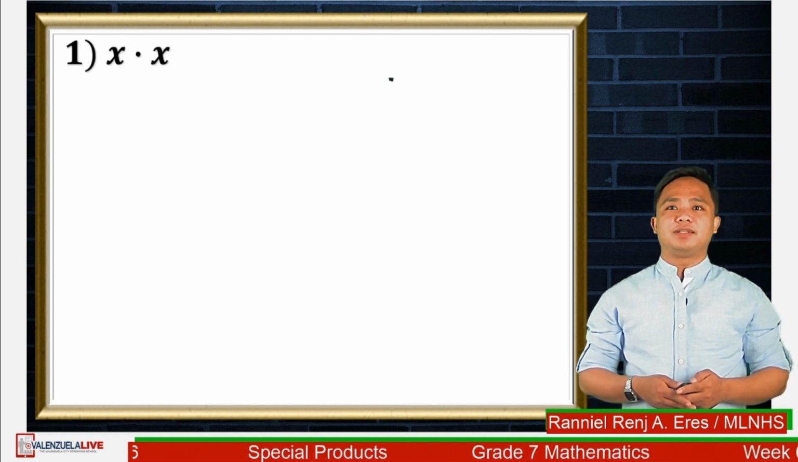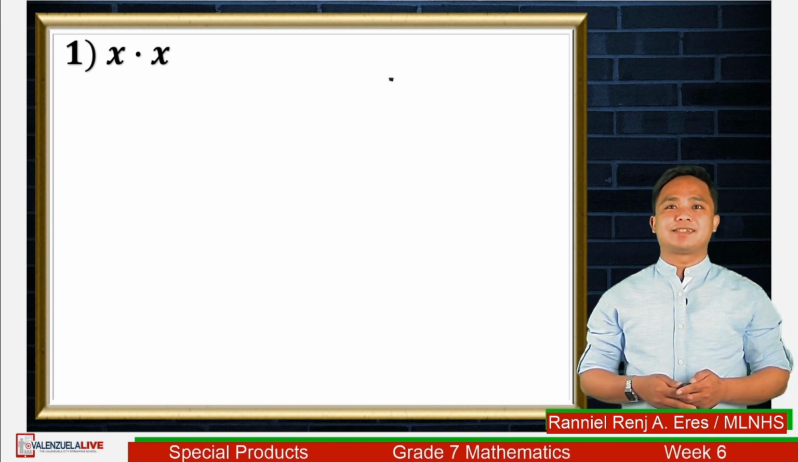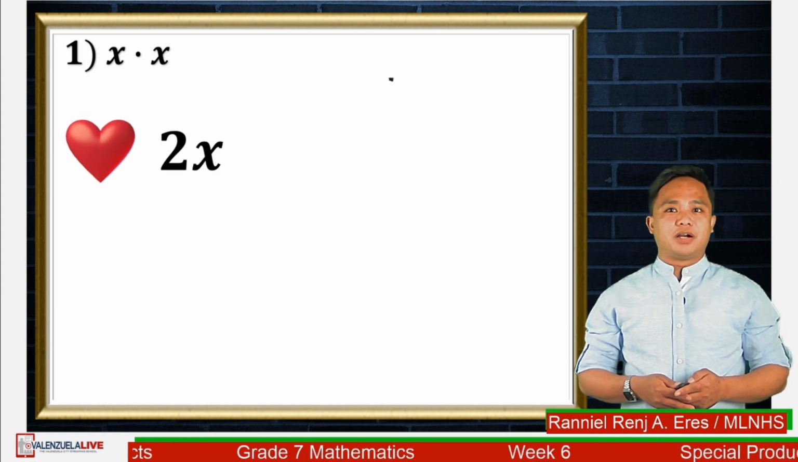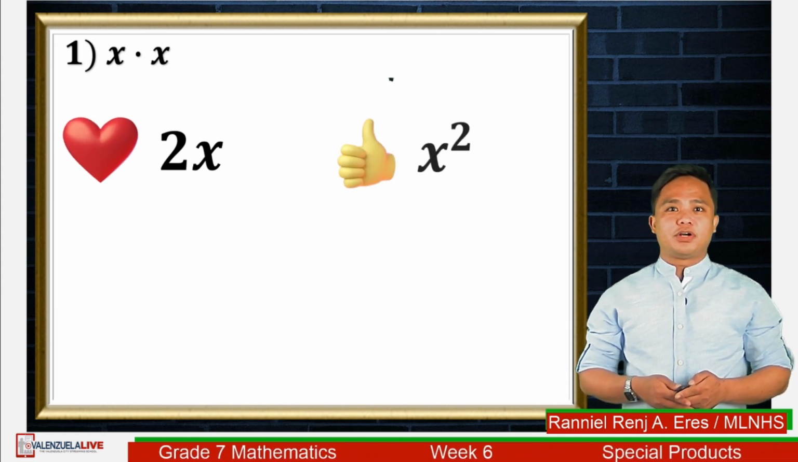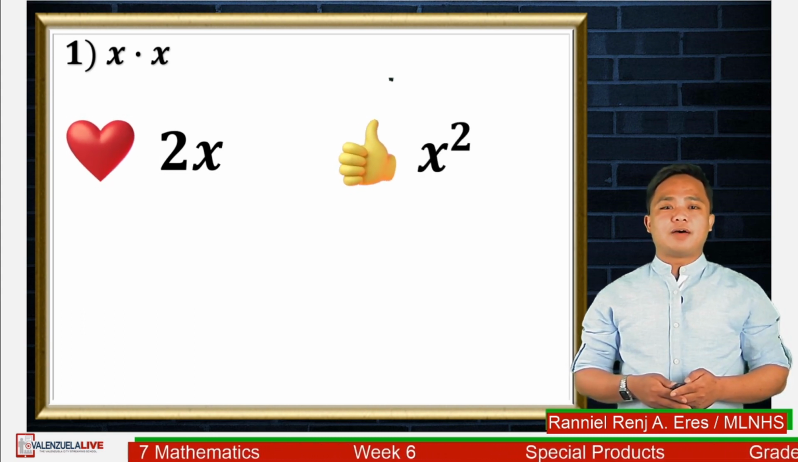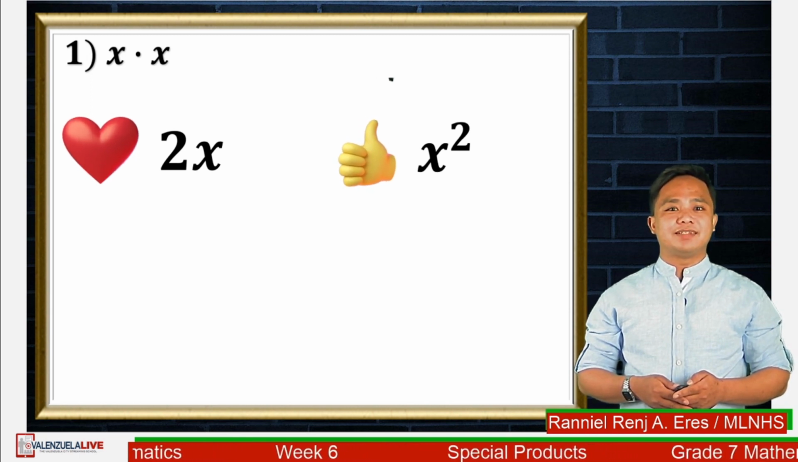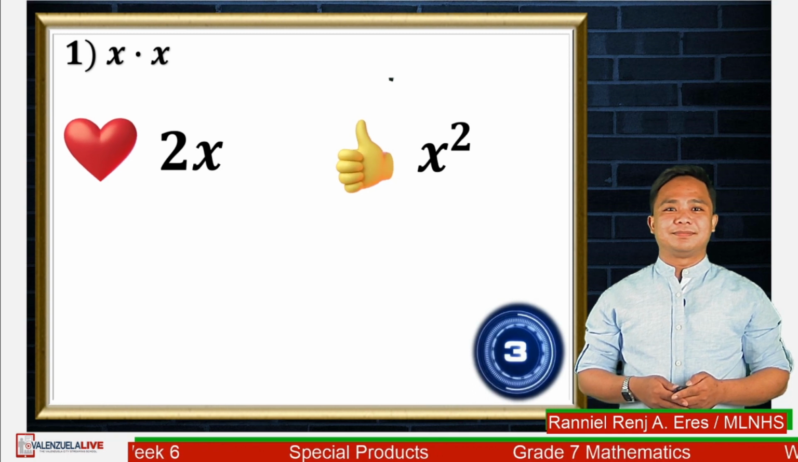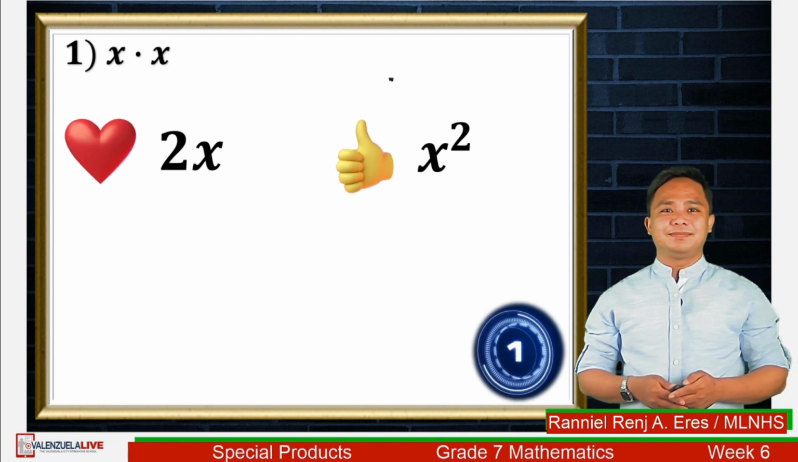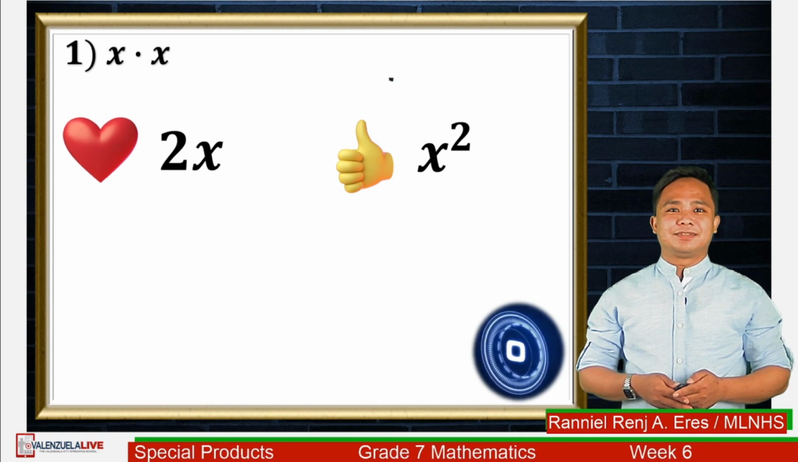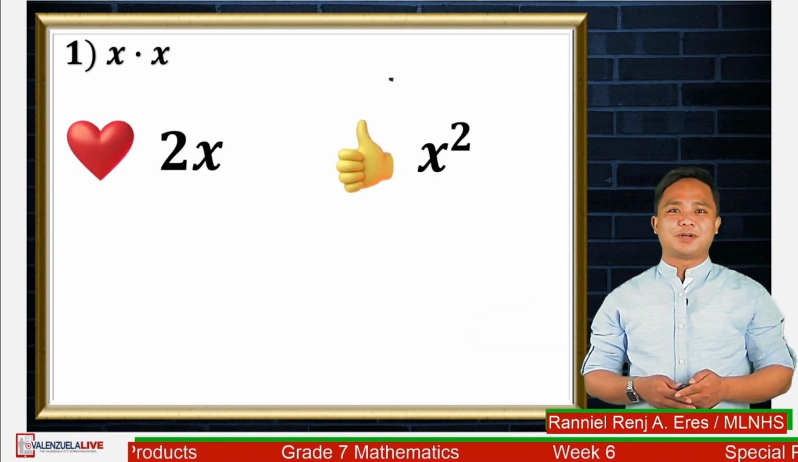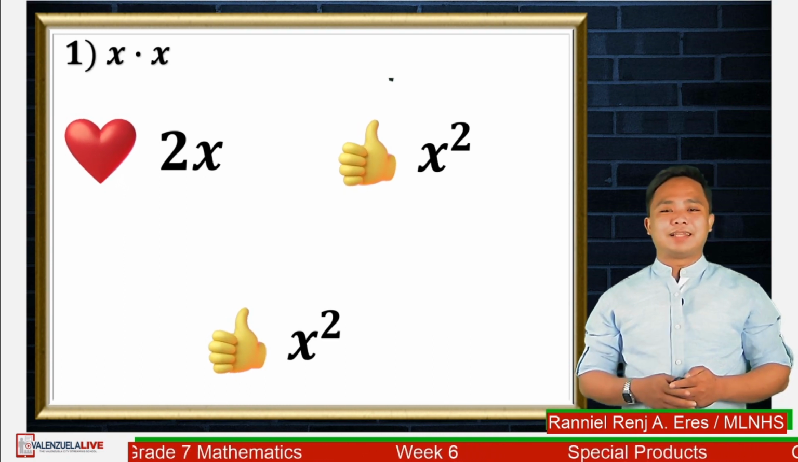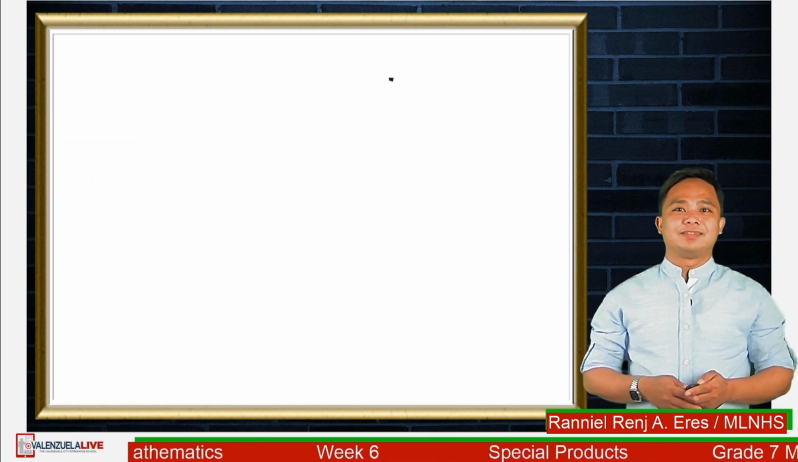Number 1, x times x. Again, the given is x times x. Is it heart for 2x or thumbs up for x squared? You have 5 seconds. Timer starts. Okay, time's up. So the correct answer is thumbs up. That is x squared.